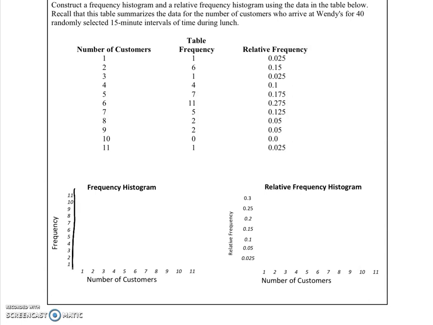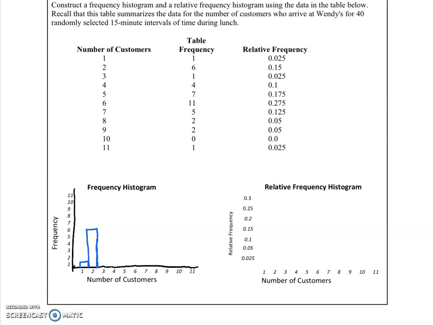So again, we should have a vertical and a horizontal axis here. And I'm going to use blue for my bars. So one customer had a frequency of 1. So there it is. 2 customers had a frequency of 6. And you can see I'm going from halfway between each number. That's the width of my bars goes from halfway between 1 and 2 and halfway between 2 and 3.